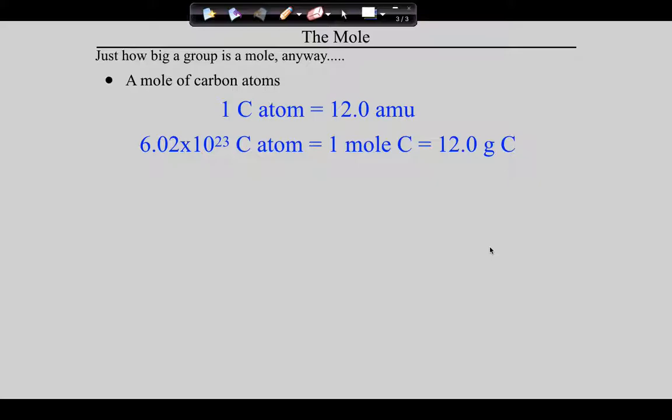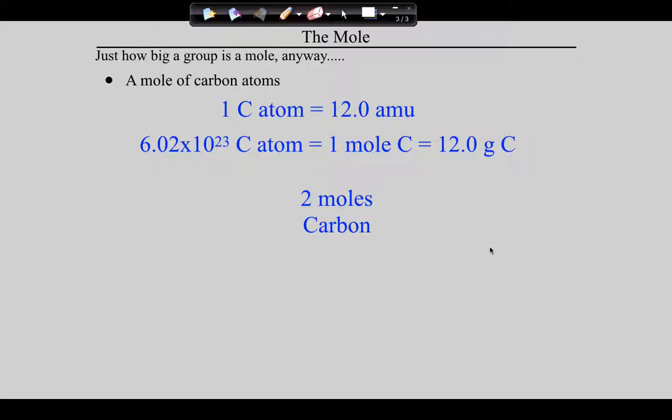Because guys, what about this then? Let's take this in a different direction. If this is true of 1 mole of carbon, guys, what about this? This is 2 moles. Write this down with me. This is 2 moles of carbon. Two moles of carbon right here.